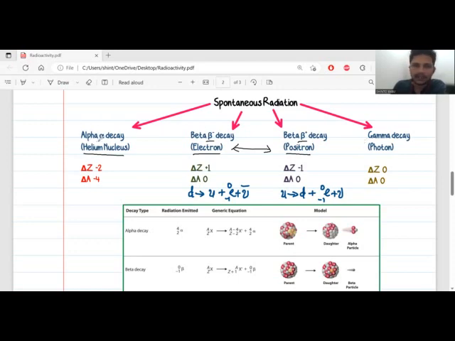Alpha decay, as I told you, is essentially a helium nucleus. So if a helium nucleus is gone from a nucleus, then its atomic number has to reduce by 2 and its mass number has to reduce by 4.